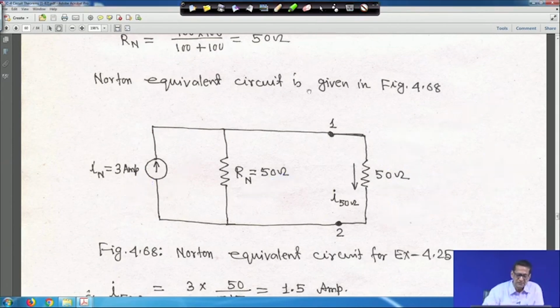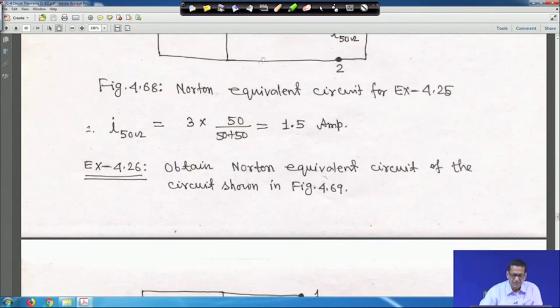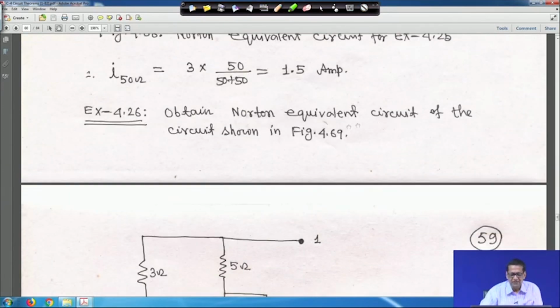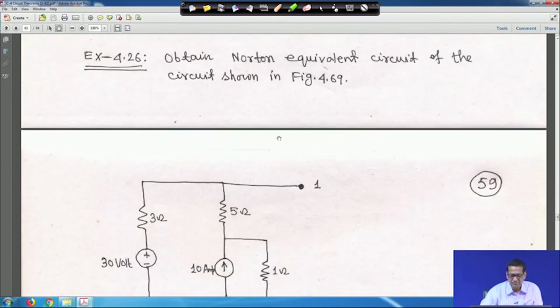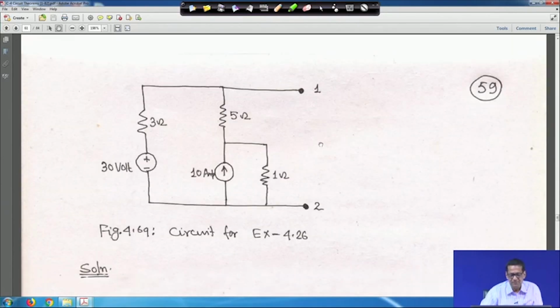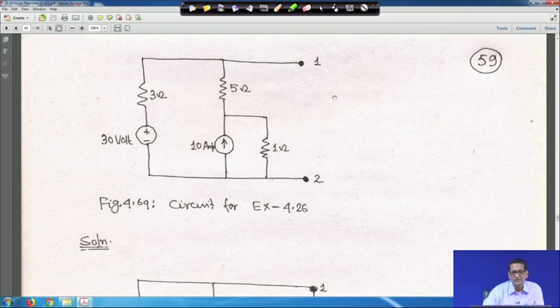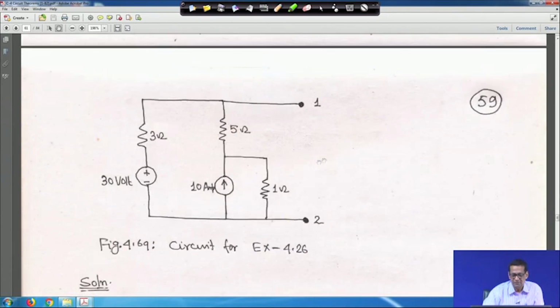So, next one is: obtain the Norton equivalent circuit of the circuit shown in figure 69. So here we have to obtain the Norton equivalent circuit. This is a 30 volt independent source, and there is a 10 ampere current source. So you have to find the short circuit current, and the Norton equivalent circuit in 1 and 2, right.